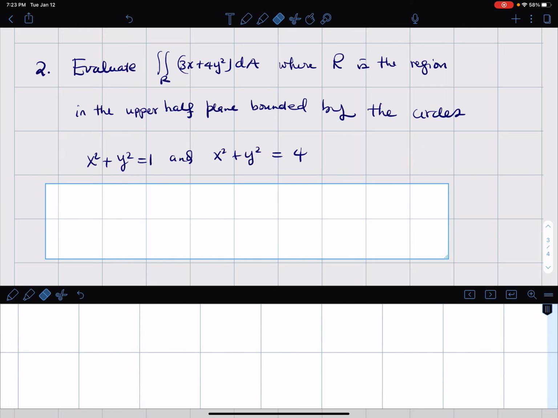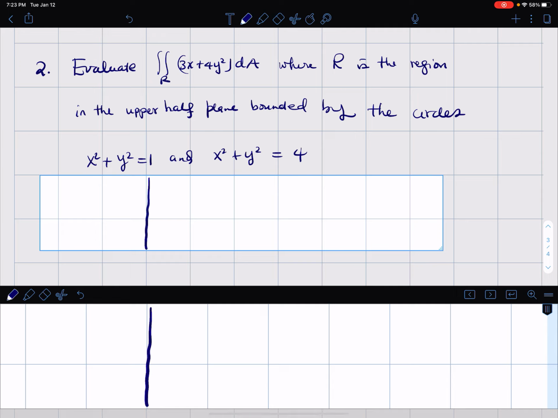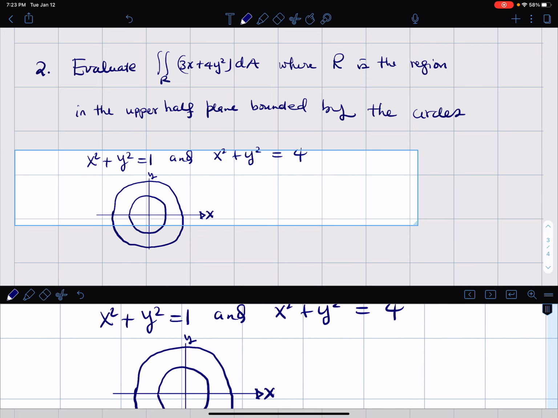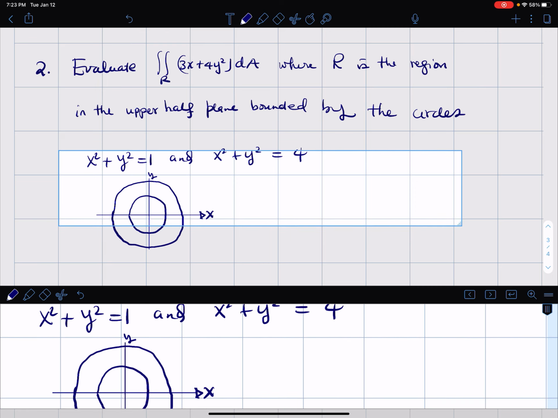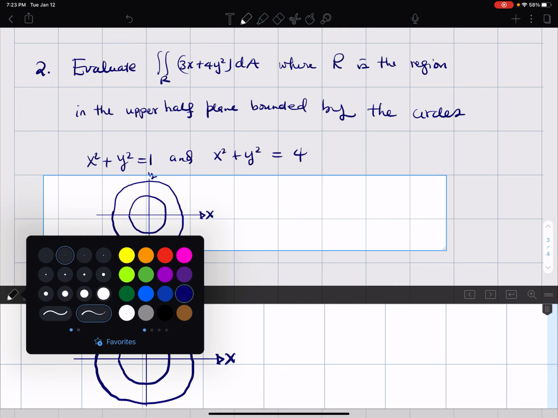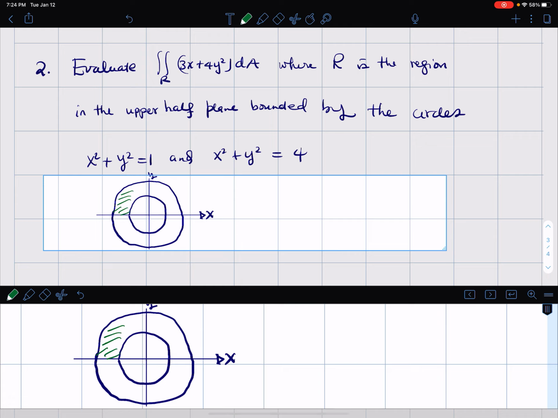I'm going to draw the region here. The first part of the region is a circle of radius 1. The second is the circle of radius 2. All right. X-axis, y-axis. X squared plus y squared equals 1 is a circle of radius 1. X squared plus y squared equals 4 is a circle of radius 2. And we're told that it's the upper half plane. So we are looking at this part. We're just looking at this part. Okay, you see that?